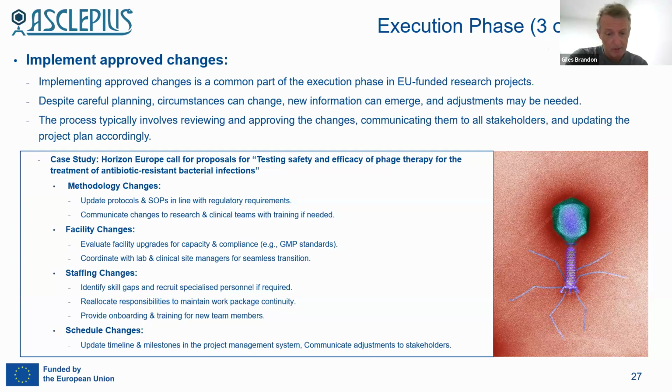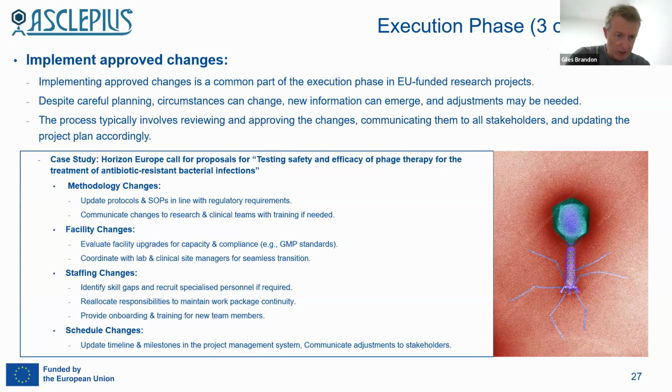With all EU projects, bacteriophage related or physics related or whatever, they often experience staffing changes. So if this occurs, it's important to identify, if a staff member leaves, what's the skill gap? Can we cover that with the existing staff, or do we need to recruit some new specialized personnel? And if we are recruiting somebody new, it's important to do some onboarding and training for the new team members.